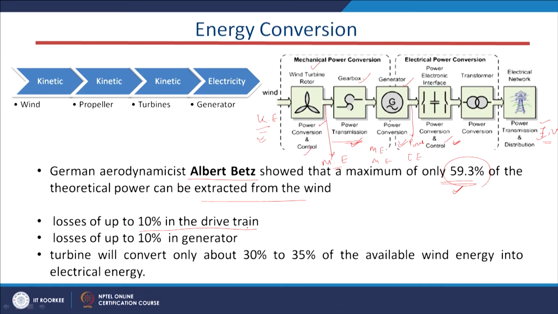And there are losses of up to 10% in the drivetrain and 10% in the generator. So, we have 20% loss overall. Now, how much is left? That is 30 to 35% of the available wind energy into the electrical energy system. This turbine will convert this much energy, because we also have losses, so 35% of this wind energy is going to be converted to electrical energy.